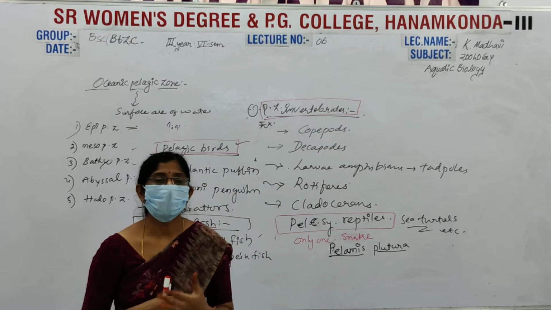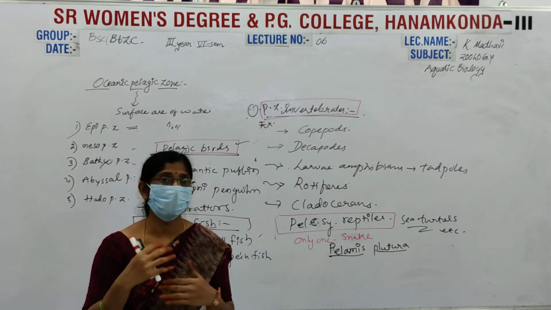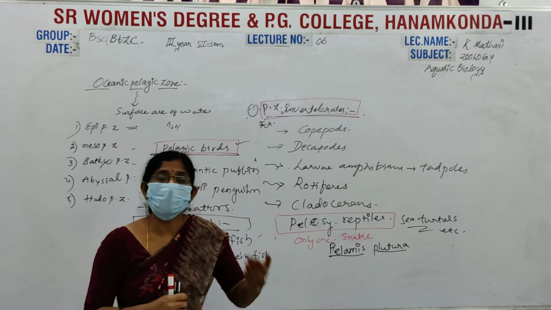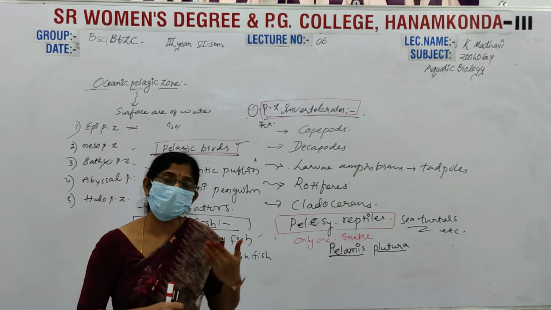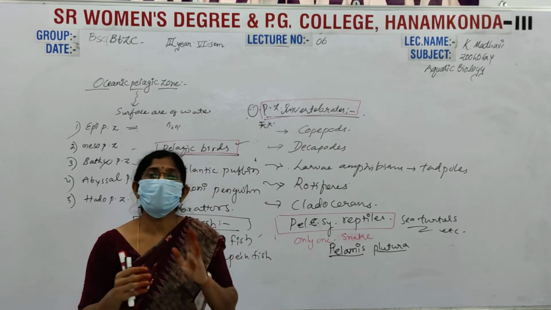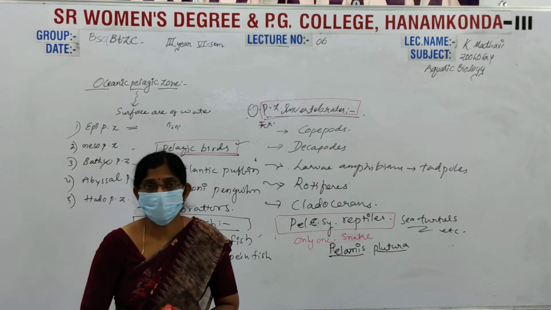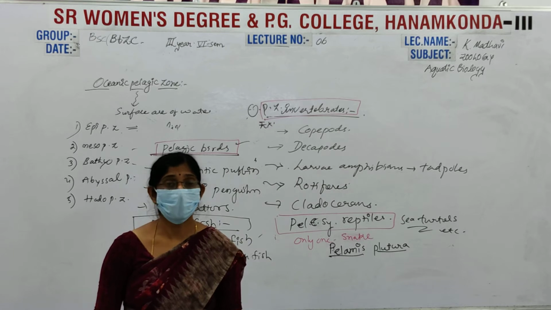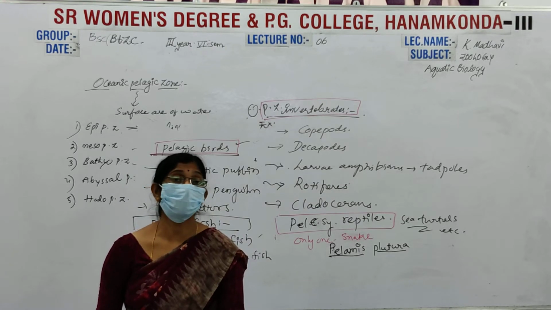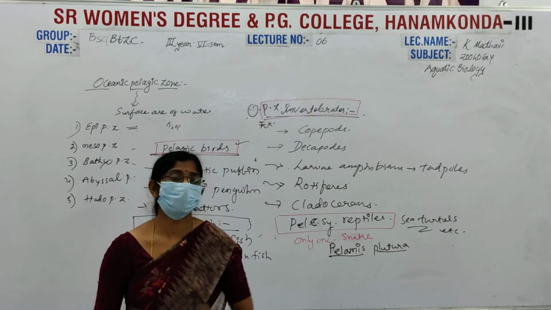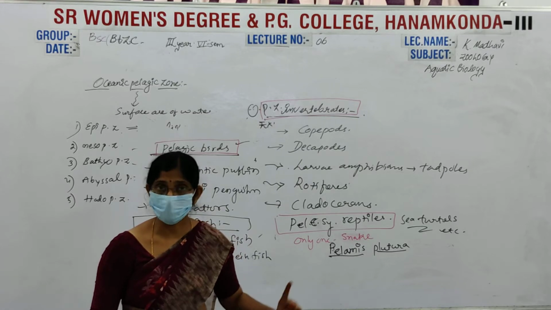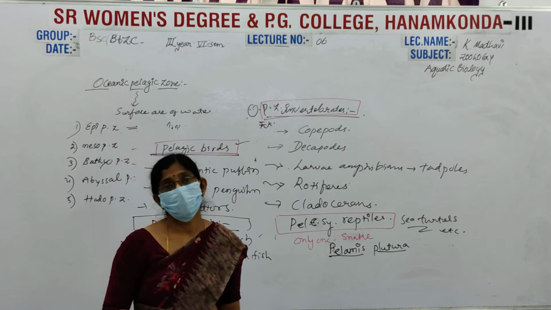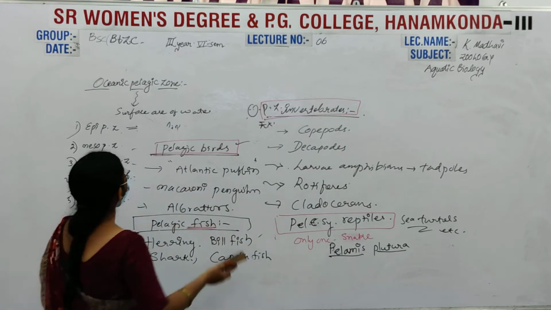When we discuss the similarities of this oceanic pelagic zone, this ecosystem is completely based on the producers. Here the producers are nothing but the phytoplanktons. And next one is the marine benthic zone. After completion of the oceanic pelagic zone, now we enter into the marine benthic zone.